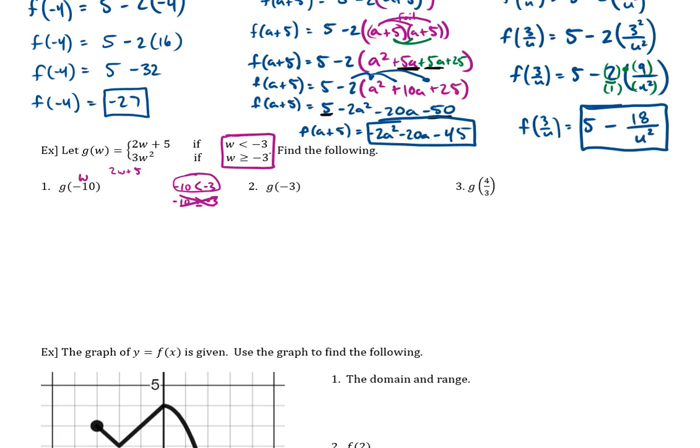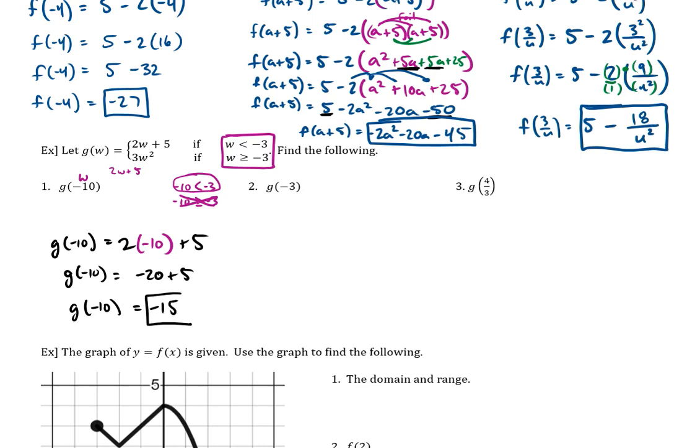Okay, so now when we do it, let me write it a little better. I'm going to do g of negative 10 equals, and I want to plug it into the 2w plus 5 part. So 2, and then this number, negative 10, is now used in our evaluation, and then we'll add 5. Now it's just pure order of operations, so g of negative 10 would be negative 20 plus 5, and then g of negative 10 would be negative 15 for a final answer.